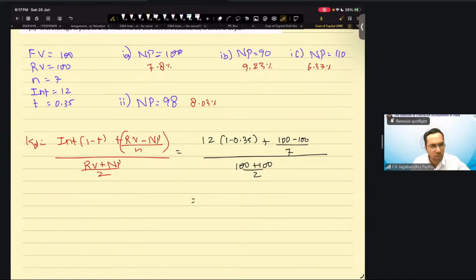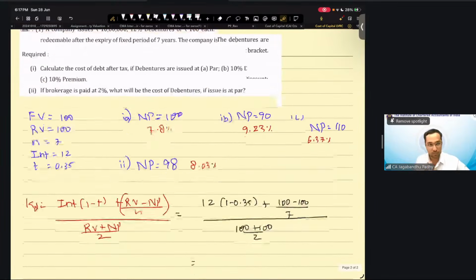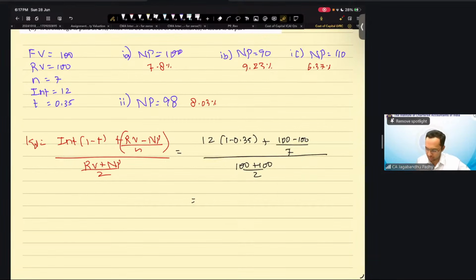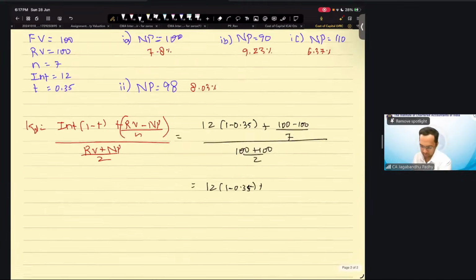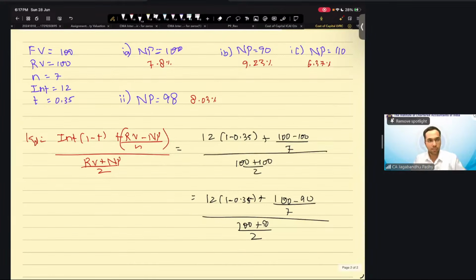1B is 9.71. Is it? 1B at 10% discount? 9.71. Well, 1B should be what? 12 into 1 minus 0.35 plus redemption value 100 minus 90 divided by 7, the whole divided by 100 plus 90 by 2.